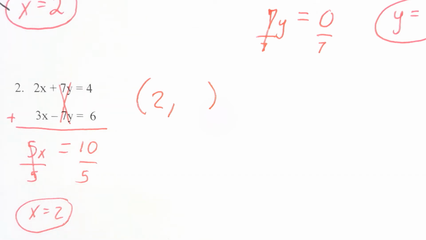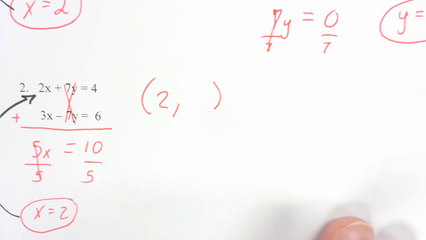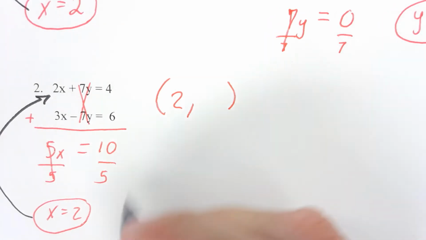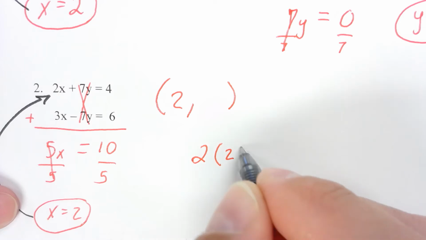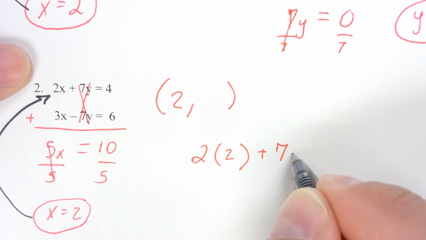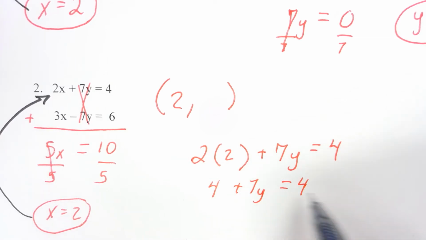I'm going to sub this back in. Doesn't matter where I put it. I'll go to the top again, just for fun. Here we go. So I'm going to put that 2 into the top problem. 2x, x is 2, we already said, plus 7y equals 4. 2 times 2, 4, plus 7y equals 4. Subtract a 4, I get 7y equals 0.